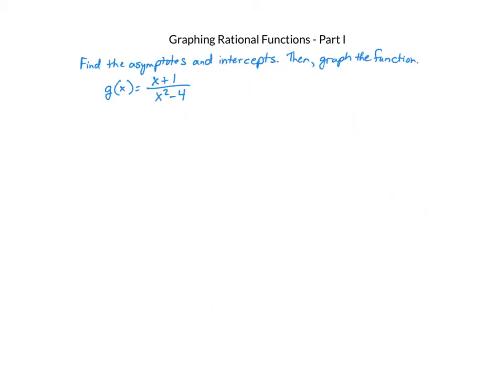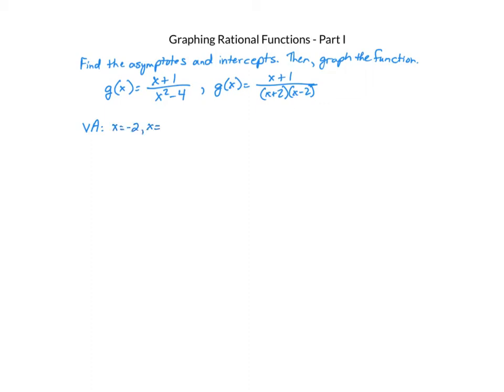Here's our next one. Let's roll through our asymptotes and intercepts, starting with the vertical asymptotes. In order to see those, I like to look at the function with the denominator factored. So we have x plus 1 over x plus 2 times x minus 2, because we have the difference of 2 squares. So my vertical asymptotes come from that denominator.